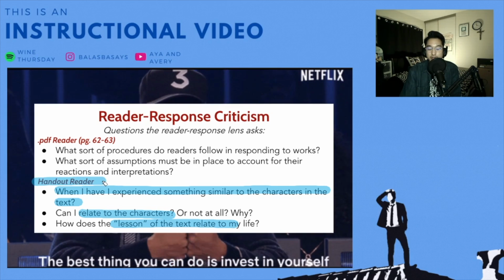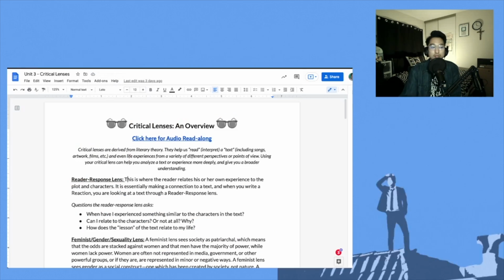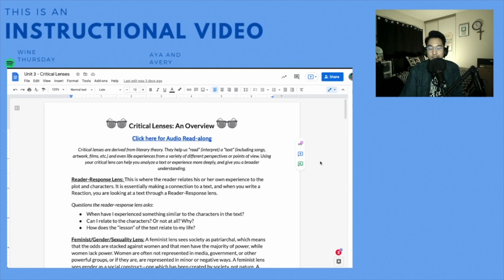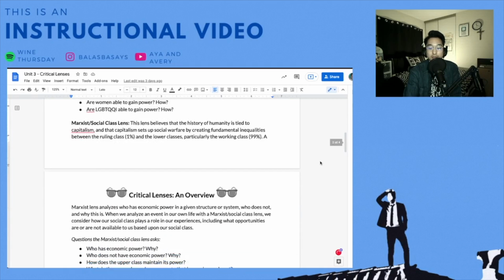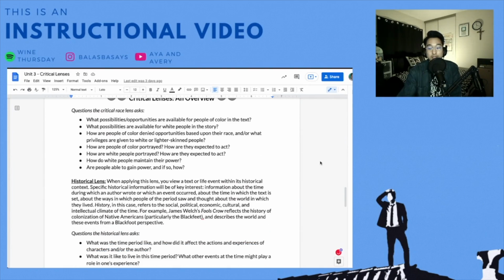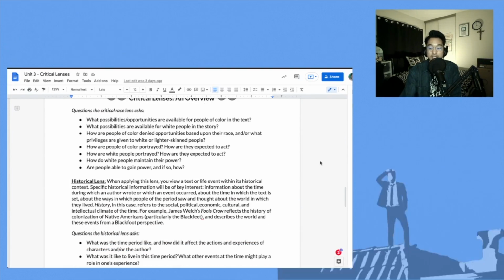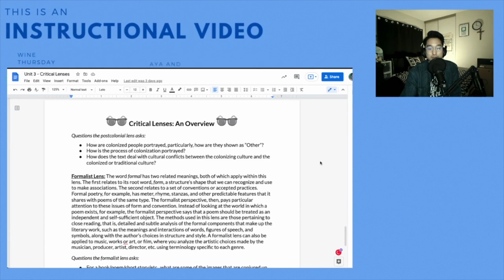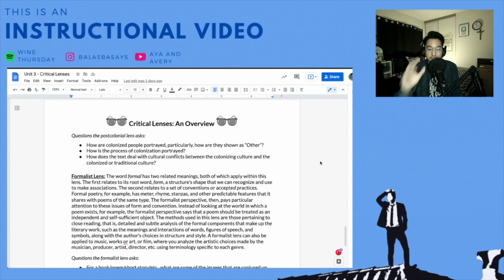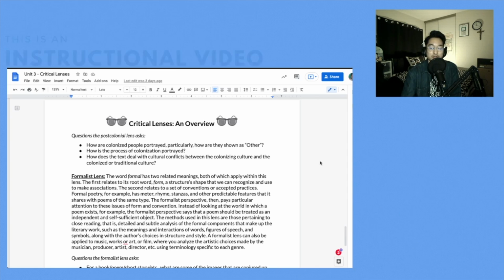And this handout reader that's being referred to here, you'll find this on Google Classroom under the Materials tab, where it's a little guide through all of the literary theory and critical lenses that we're going to be reviewing this unit, giving a good synopsis of the definition and the heart of this lens, and also the various questions that you would use as a reader when you're using this lens to see, analyze, evaluate, or interpret the text that we're looking at.